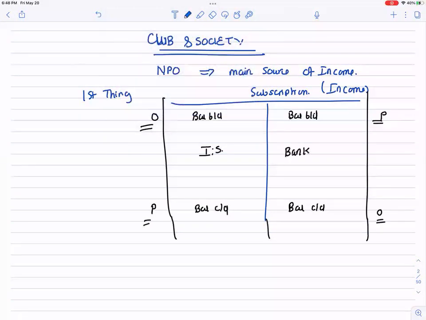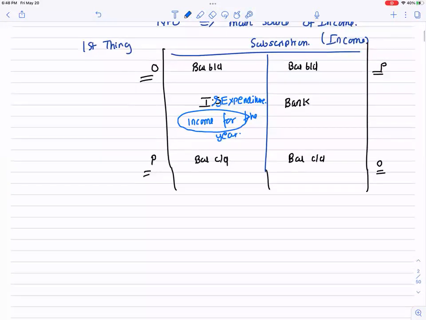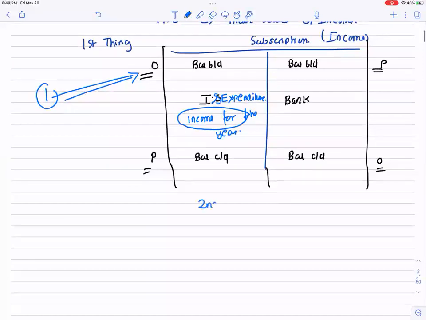What do you mean by income statement? This would be your income for the year. Now, only for clubs and societies, instead of writing income statement, you will write income and expenditure account. So the first thing that you need to prepare is the subscription account. Second thing in clubs and societies, what you will do is you will see their receipts and payment account, not bank account.